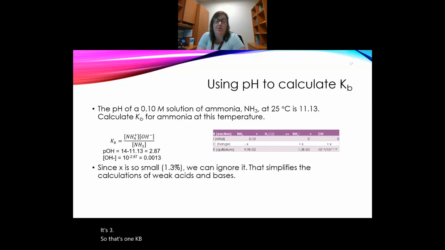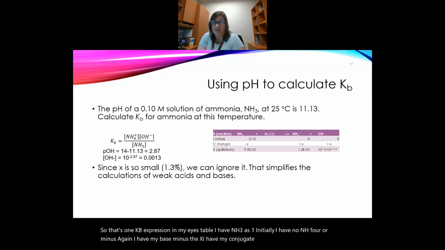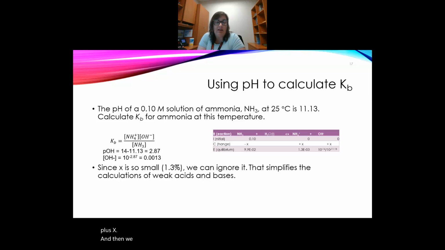In my ICE table, I have NH3 as 0.1. Initially, I have no NH4 plus or OH minus. Again, I have my base minus X, my conjugate acid as plus X, and my OH minus as plus X. And then we solve for our equilibrium. Since I have a pH, I can take my pH and subtract that from 14 to give me a pOH, which is 2.87.